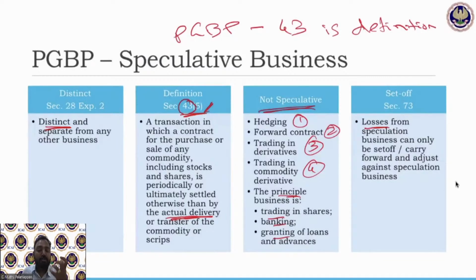And such business should be independently calculated because the loss from that business cannot be adjusted with other businesses. So that's what it is about. And there are some transactions which are specifically not speculative, that is hedging, forward contract, trading in derivatives, and if their primary business itself is trading in business, banking and granting of loans and advances. So this is what it is about, speculative business.